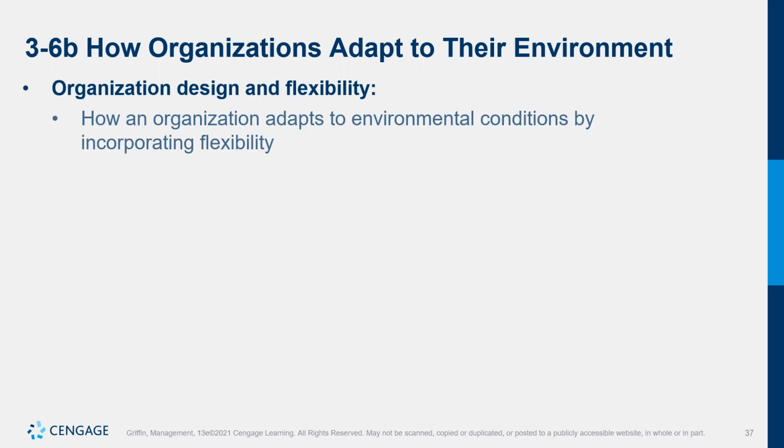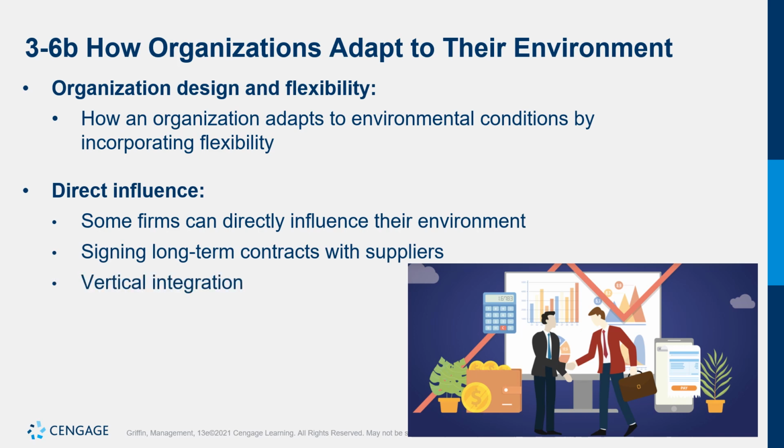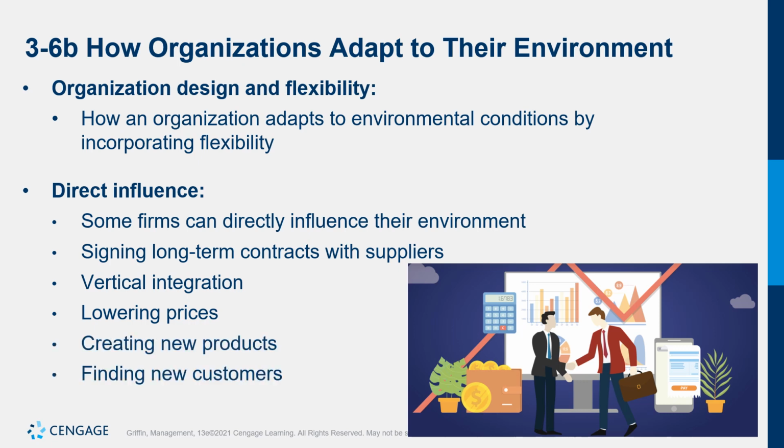Organization design and flexibility refers to how an organization adapts to environmental conditions by incorporating flexibility. Direct influence. Some firms can directly influence their environment, like signing long-term contracts with suppliers, vertical integration, lowering prices, creating new products, and finding new customers.